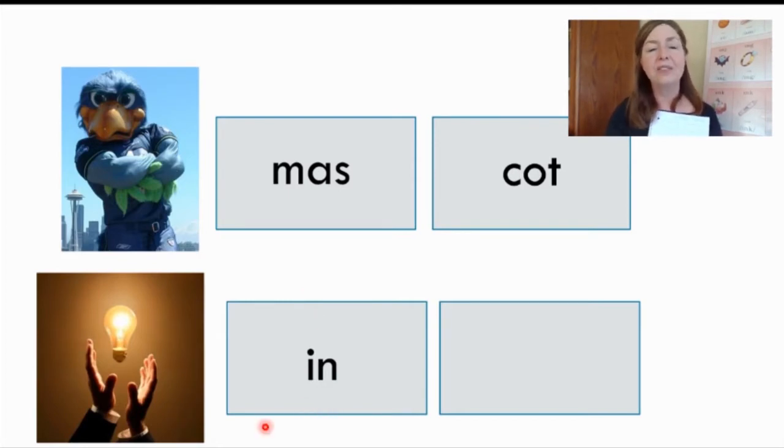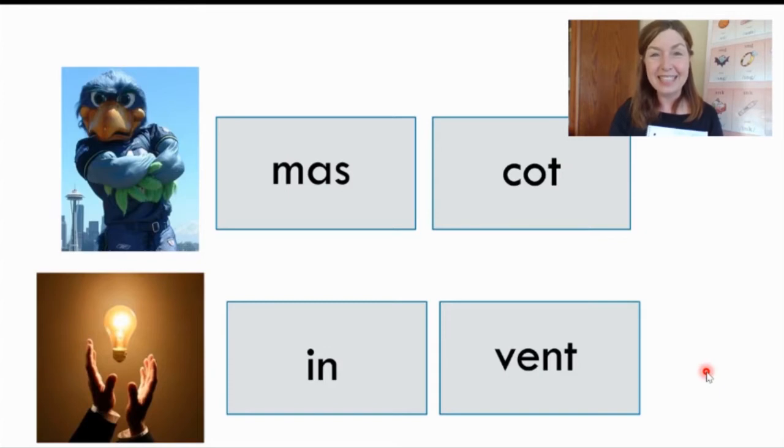And the next one shows a picture of invent. Somebody who invents something is finding a better or more efficient way of doing something. So we have in as the first syllable, and the second syllable in invent is vent. Invent. V-e-n-t. Invent. So go ahead and write the second syllable, vent, and take a look. How did you do on that one?